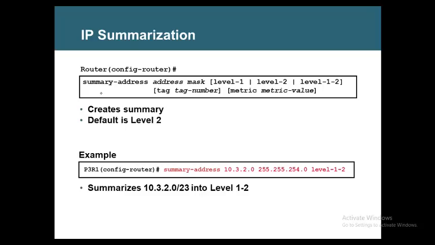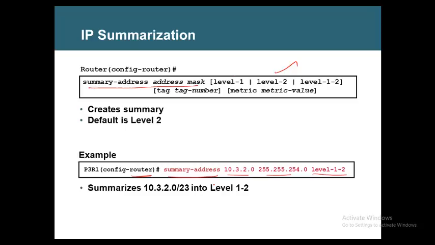Example, you go under the router and you say summary address, summarize like this. And you say it for both level 1 and level 2. If you want only for L2, you can say only for L2. Okay, that's summarization. Easy, no? Summary address and the way that you want to summarize, you type under the router mode.